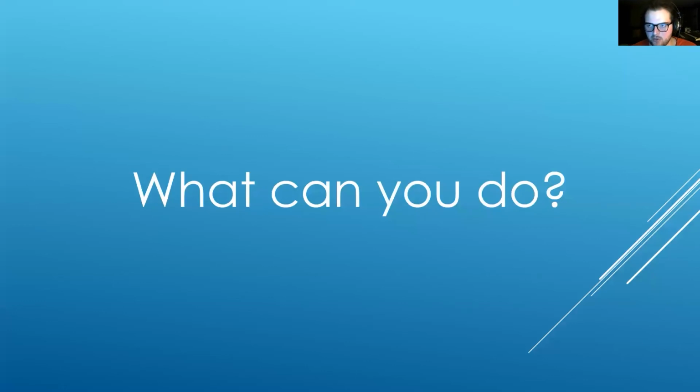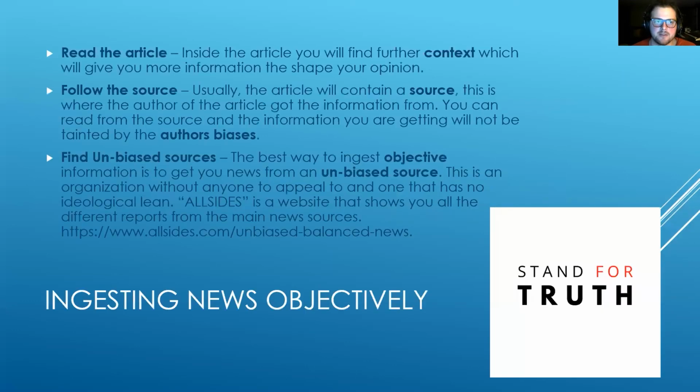So what can you do to counter this? So you can read the article. Inside the article, you will find further context, which will give you more information to shape your opinion properly. Okay. Follow the source. So usually the article will contain a source. This is where the author of the article got the information from. You can read from the source, and the information you are getting will not be tainted by the author's biases.